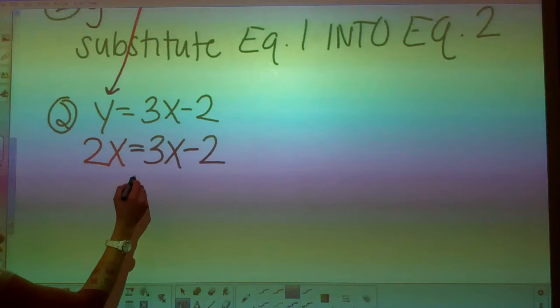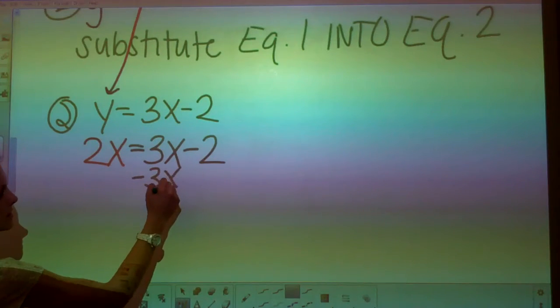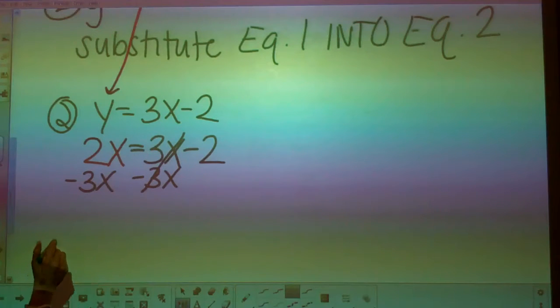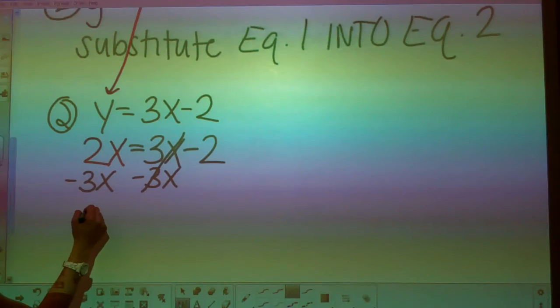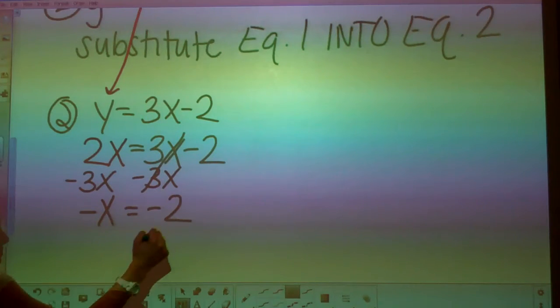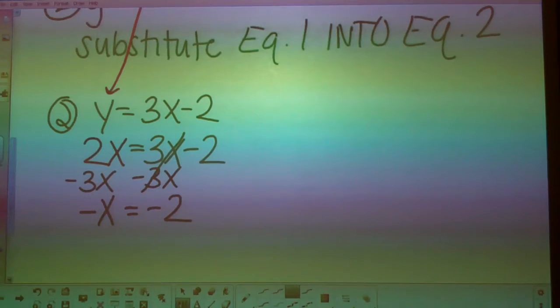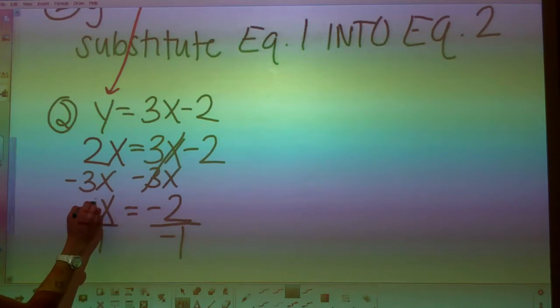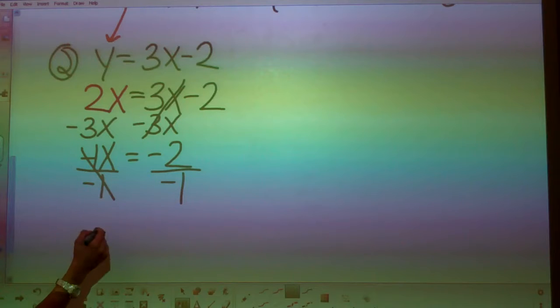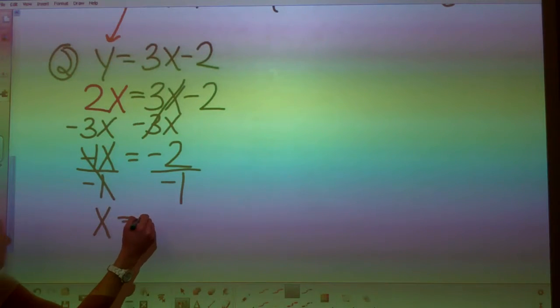Next, we need to get x by itself, so you subtract 3x from both sides. These cancel. 2x minus 3x is negative x, which equals negative 2. X is not by itself yet, so you need to divide both sides by this negative 1. Really, there's a 1 in front. So divide by negative 1 to get rid of the number in front of the x, the coefficient. These cancel. You're left with x is equal to 2.